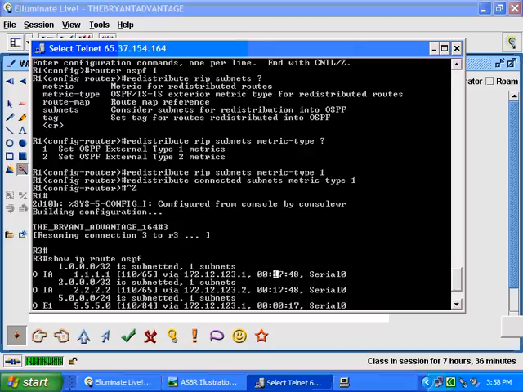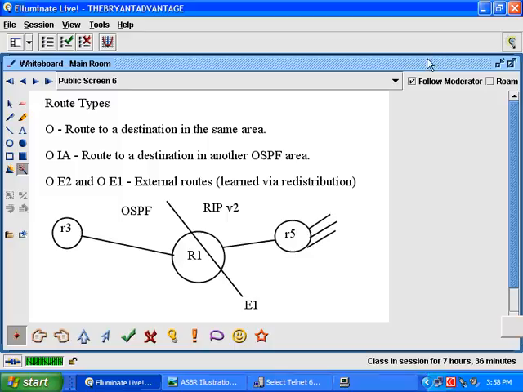So that is route redistribution, and now we've taken a look at all of the route types. You know what an O route looks like. It's just a destination in the same area. You know now that an OIA route indicates a route to a destination in another OSPF area. And not only do you know what OE2 and OE1 routes are, you know the difference and why they show a different metric. That is a detail you must know on the exam. You must know that.